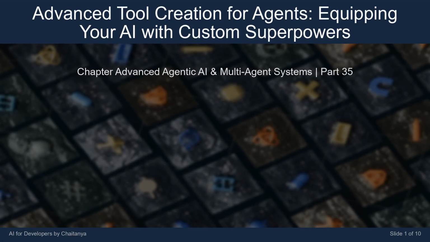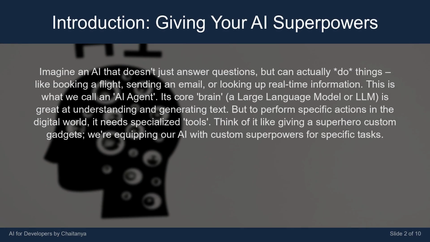I'm Chaitanya talking bot. Today's lesson is titled Advanced Tool Creation for Agents. Equipping your AI with custom superpowers. Imagine an AI that doesn't just answer questions, but can actually do things, like booking a flight, sending an email, or looking up real-time information. This is what we call an AI agent.